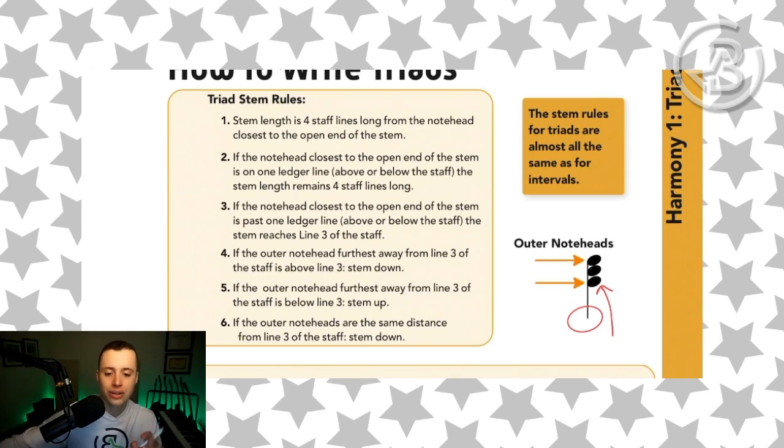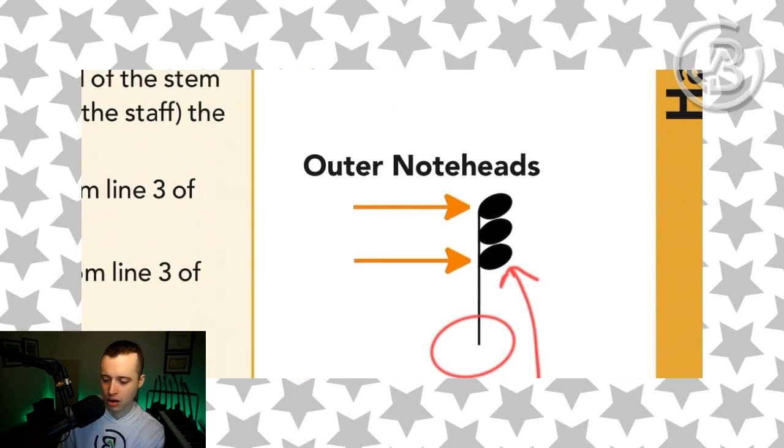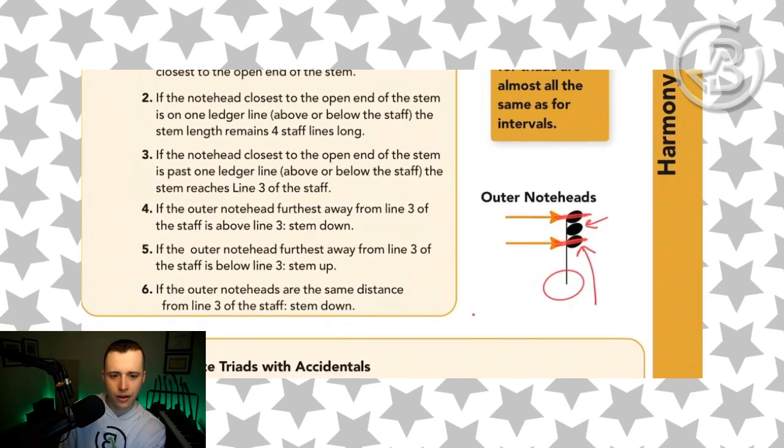Now here's where you need a new piece of information, and that is the outer note head. So the outer note heads of the triad are the notes that are on the outside. We can think of it as a sandwich. This is the bread, and this is whatever good stuff you like to put in your sandwiches. So the outer note heads are the bread.